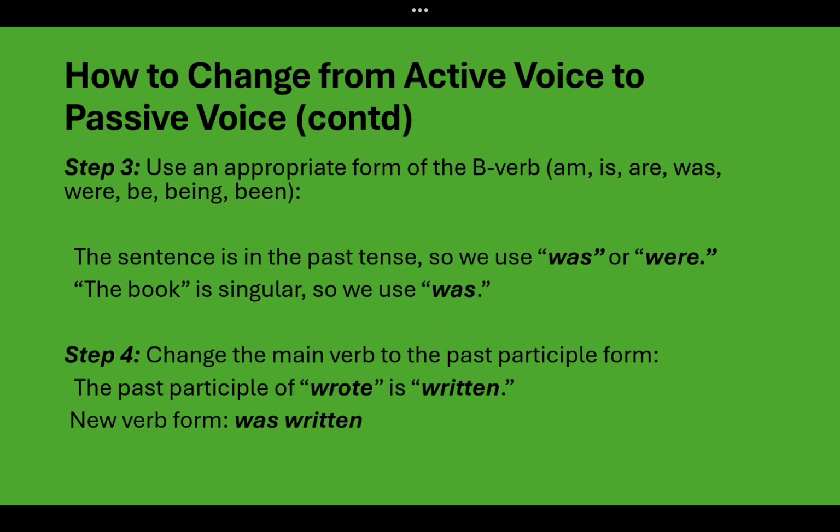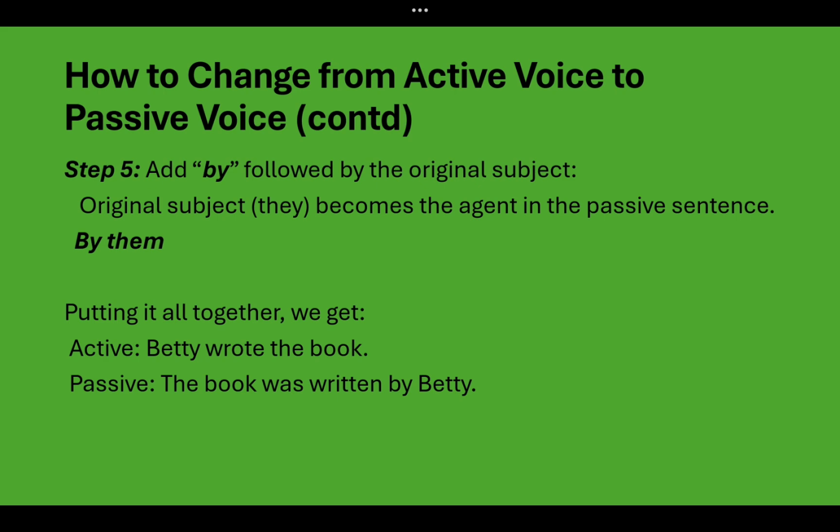Step 3. Use an appropriate form of the be verb. The sentence is in the past tense and the book is singular, so we use was. Step 4. Change the main verb to the past participle form. The past participle of wrote is written, so the verb becomes was written in the passive voice. Step 5. Add by, followed by the agent, the original subject. And we get by Betty. Putting it all together, we get the book was written by Betty in the passive voice.